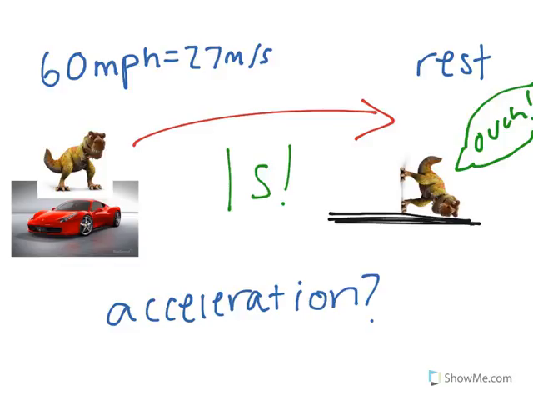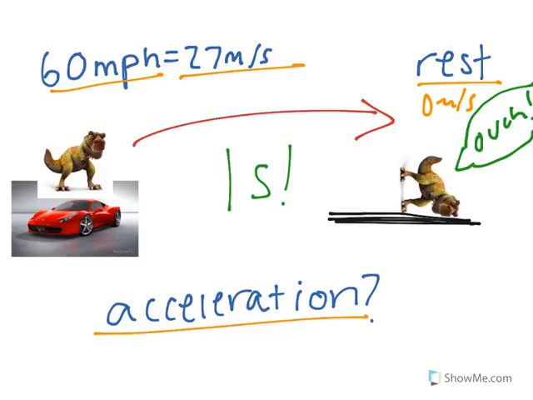This problem is a little bit different because it involves deceleration or negative acceleration. This means our T-Rex is going to slow down. Our T-Rex starts off at 60 miles per hour or 27 meters per second, riding on a Ferrari. Unfortunately, he isn't wearing a seatbelt, so he falls off and hits the ground. Then he's at rest. Rest is a state where you're at 0 meters per second, 0 velocity. Can you calculate his negative acceleration or his deceleration?